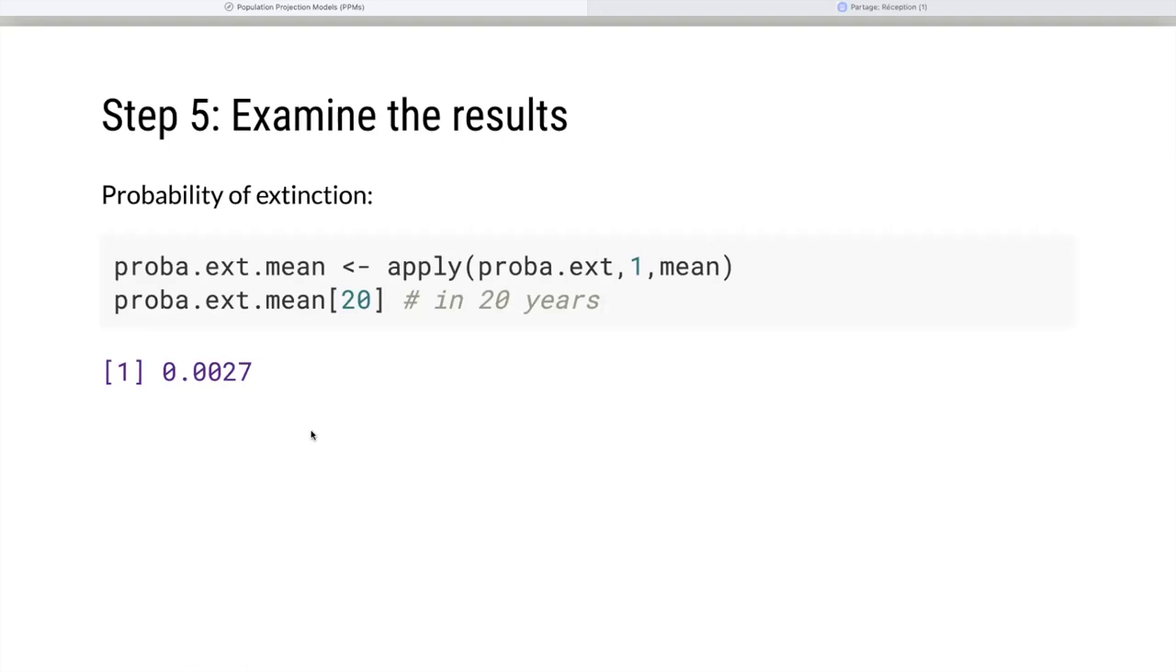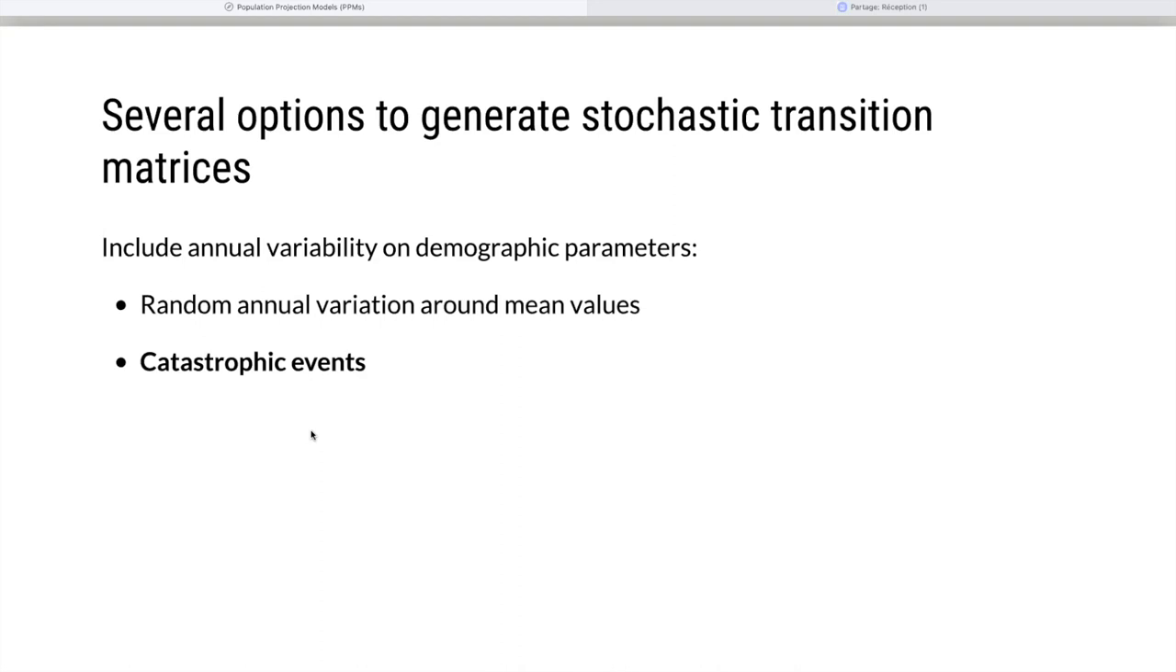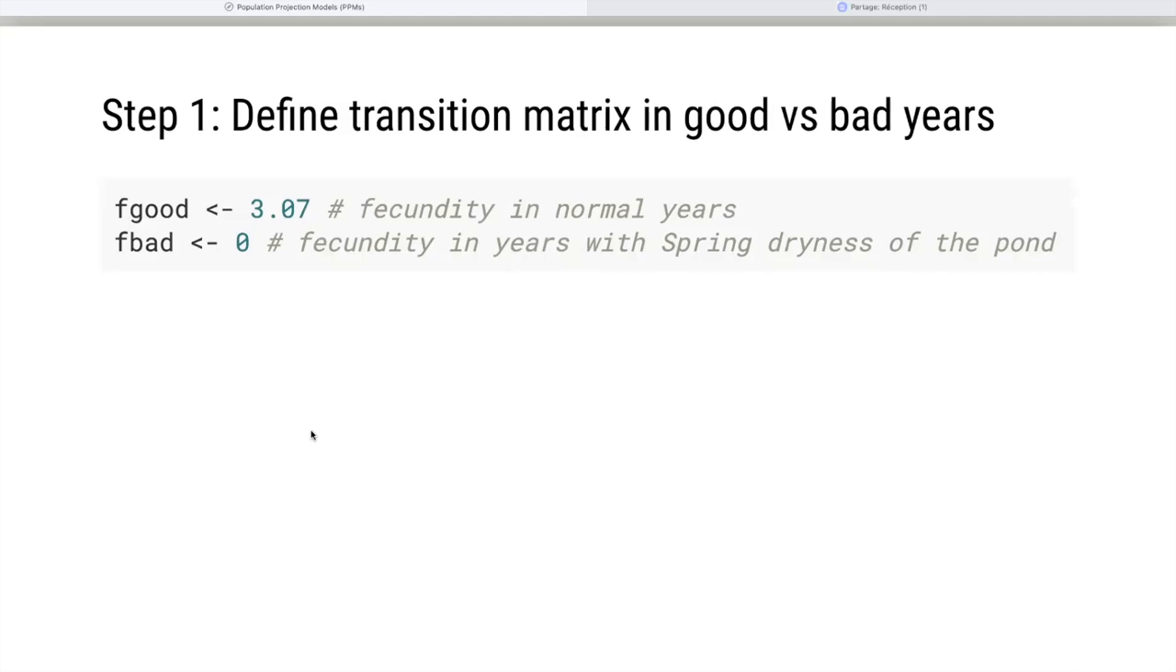But as I said before, you can model it in different ways. And for the newts, it seemed to make more sense to model it using catastrophic events, because we know that when severe drought happens, fecundity can drop to almost zero in certain years where the ponds are dry in spring, because the young will die, almost none of them survive. So let's model environmental stochasticity this way, using good and bad years. In good years, about 3 females are produced by a female, in bad years, 0.